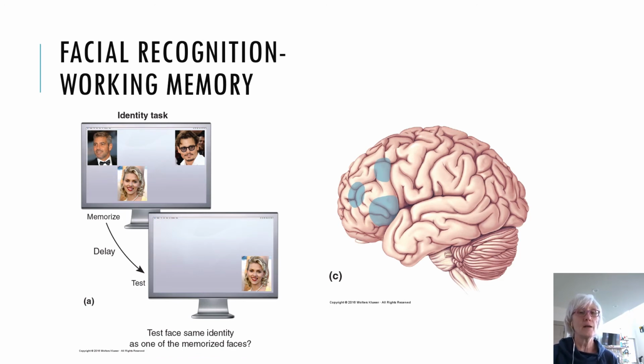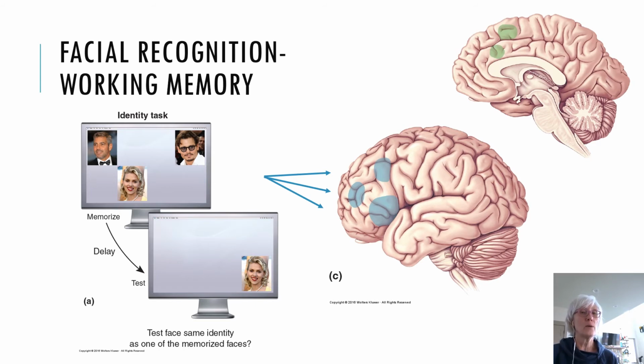Your frontal cortex is also involved in facial recognition. Facial recognition is part of your working memory. In this identity task that your book discusses, the subjects are shown faces on a computer screen, there's some sort of delay, and then they are asked when a new face pops up whether that was one of the faces that was on the original screen. When this identity task was done in an MRI and imaging was done, it was shown that specific regions of the frontal cortex were very active during this identity task.